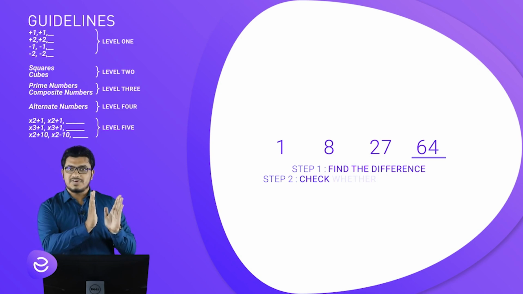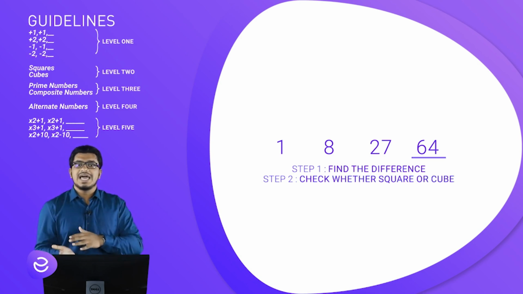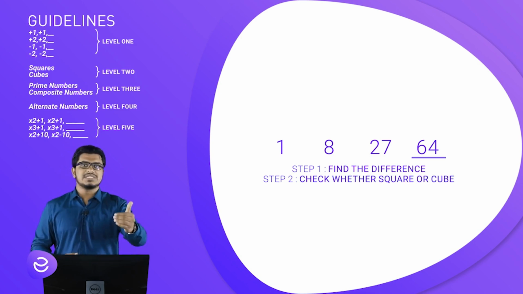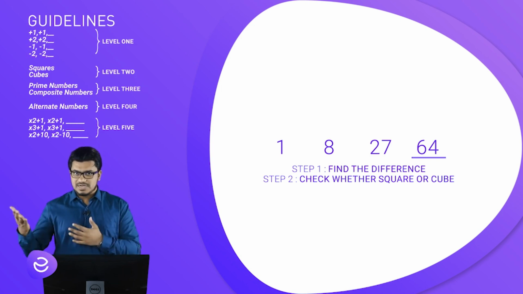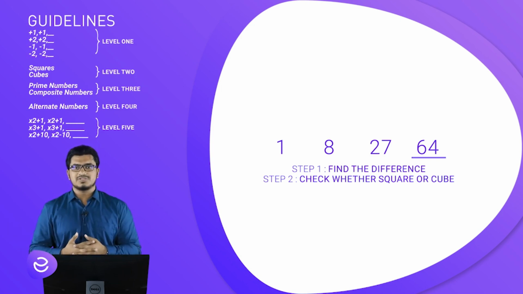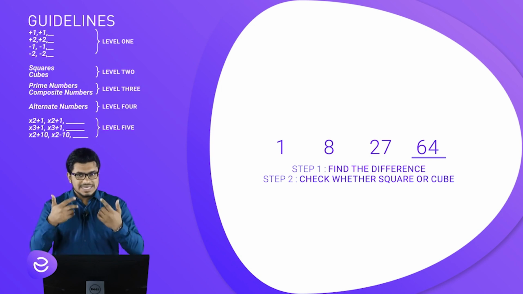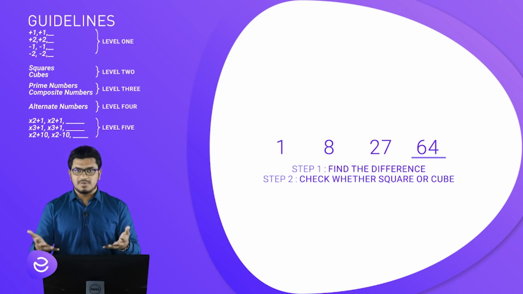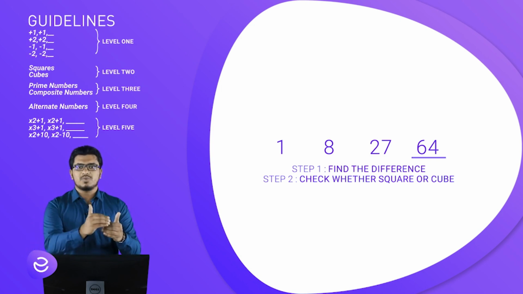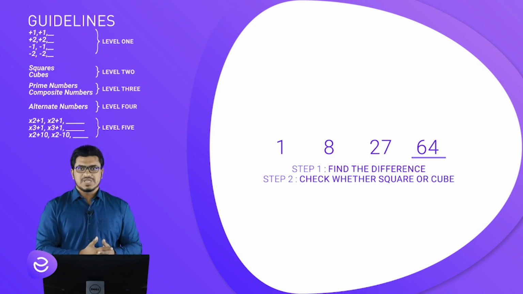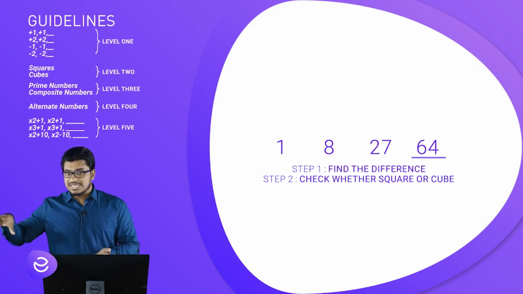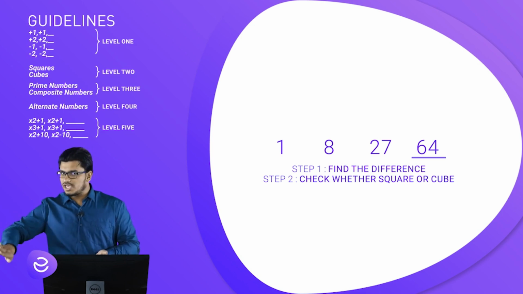Next, you check whether it is a square or a cube. That is a level 2 question. We have talked about some examples of squares and cubes, and you can get them in the question paper that we will be providing to you. So you check whether it is a square or a cube. If it is not a square or a cube, you check the differences. If you can't come up with a pattern, you keep it aside.